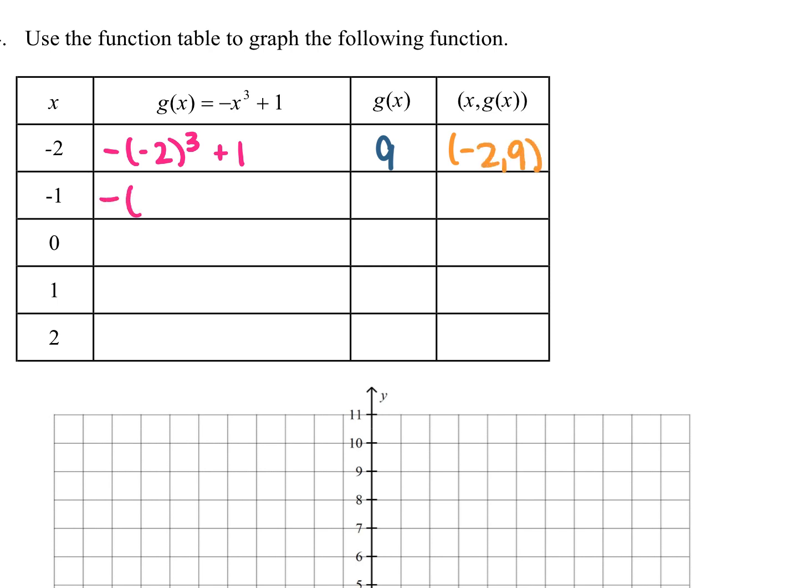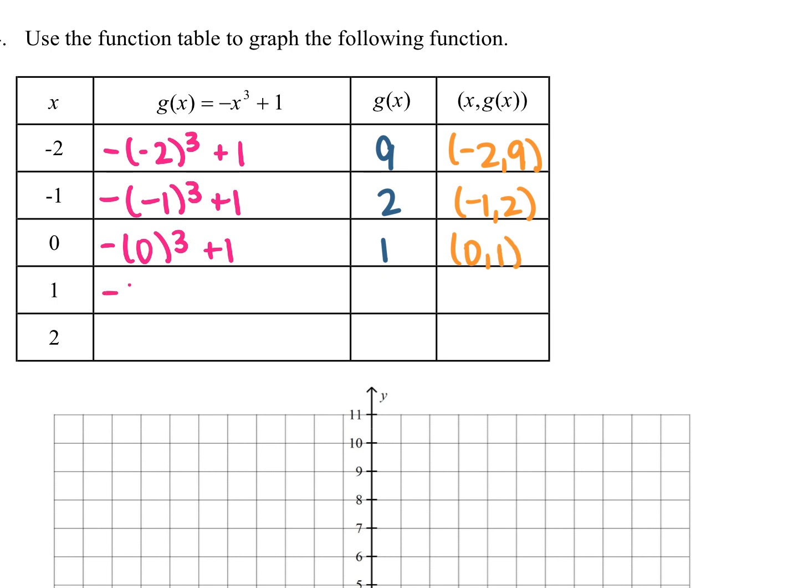For the negative 1, that's the opposite of negative 1 cubed plus 1. Negative 1 cubed is negative 1. Opposite of that is positive 1, plus 1 is 2. So that is negative 1, 2. Next we have 0. So the opposite of 0 cubed plus 1. That's just 0 plus 1, which is 1. So that's the ordered pair, 0, 1.